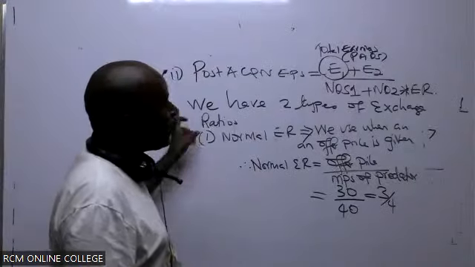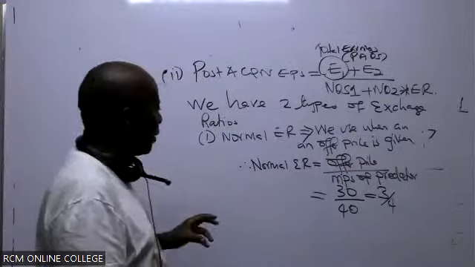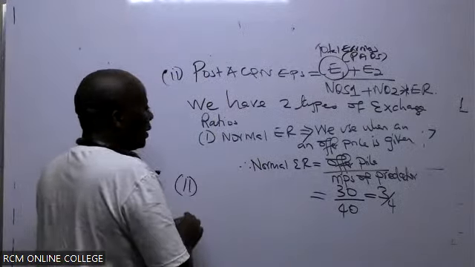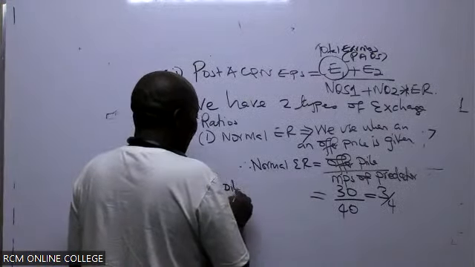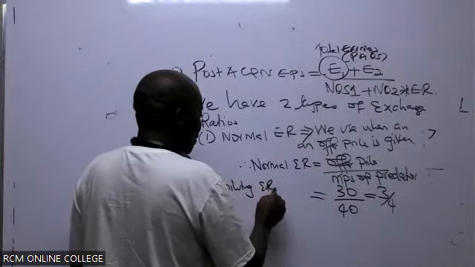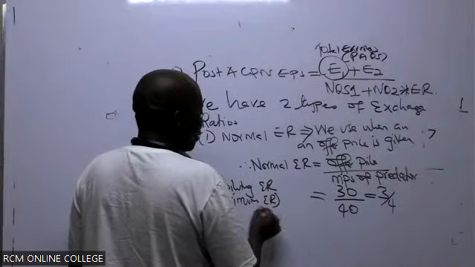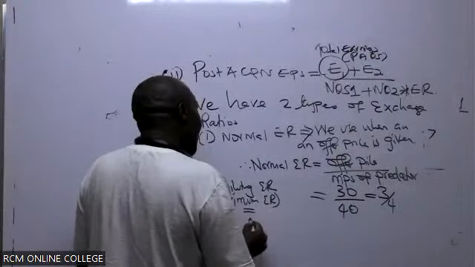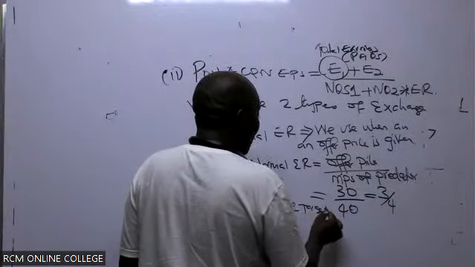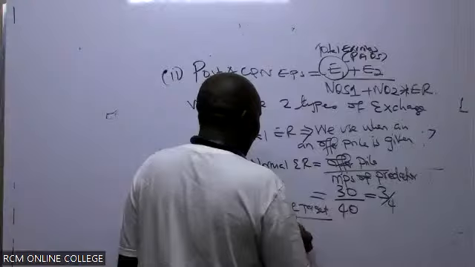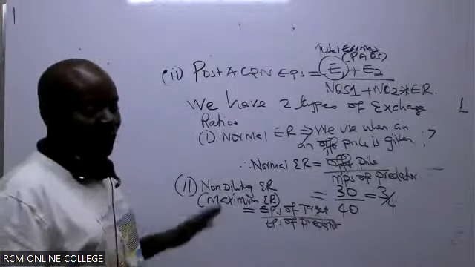3/4. So we have 2 types of exchange ratios. We have the normal exchange ratio. And then number two, we have what we call the non-diluting exchange ratio. This is the same as the maximum exchange ratio. And this is the one that we get by using the EPSs. So we have here EPS of the target, if you recall, EPS of the target all over EPS of the predator. So we have got two types of exchange ratios.